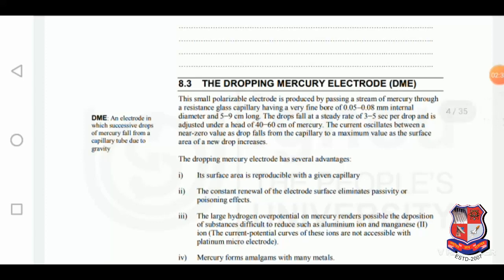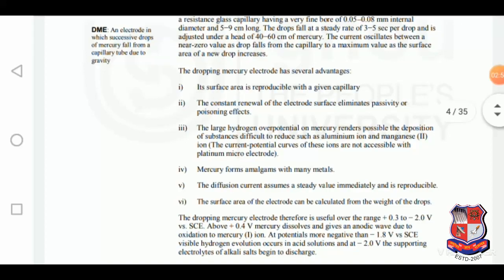Dropping mercury electrode. This is the electrode, and the most frequent question in GTU examinations is what is DME. So first we discuss the advantages of the dropping mercury electrode.